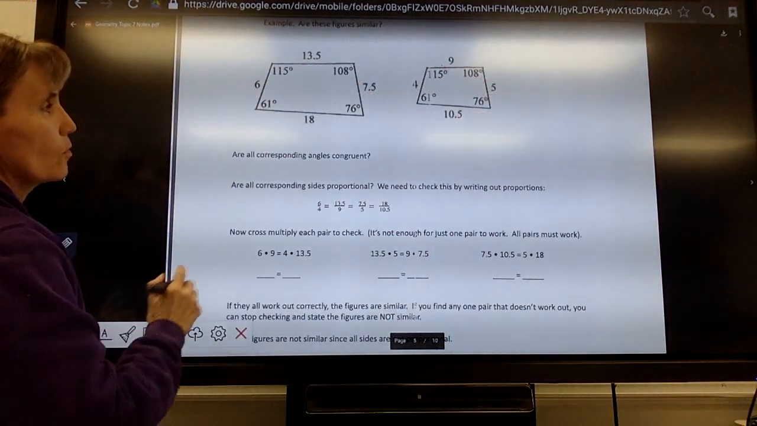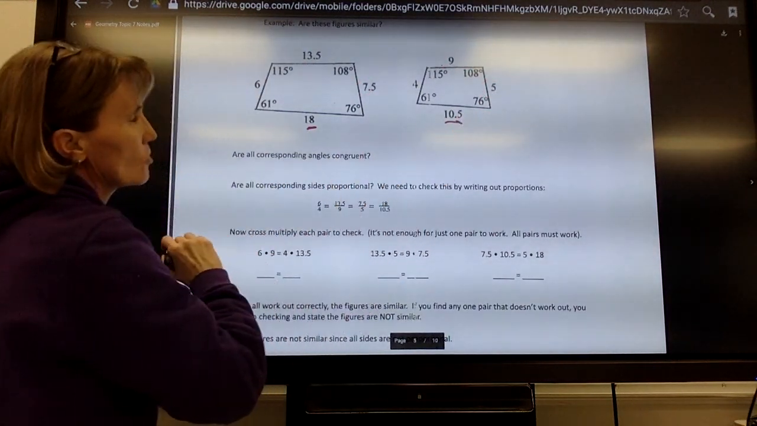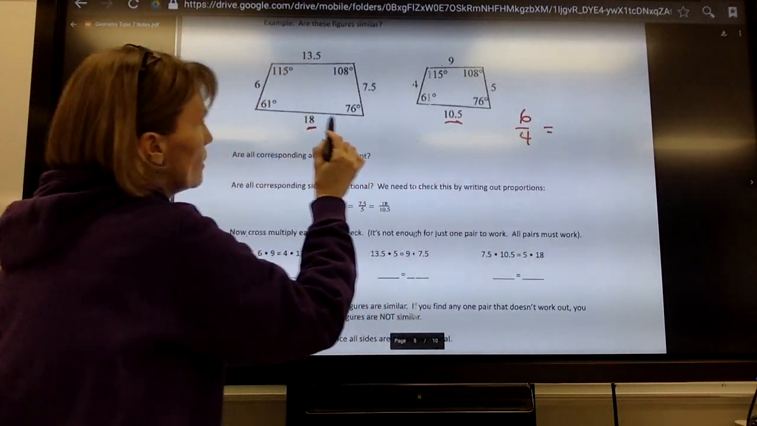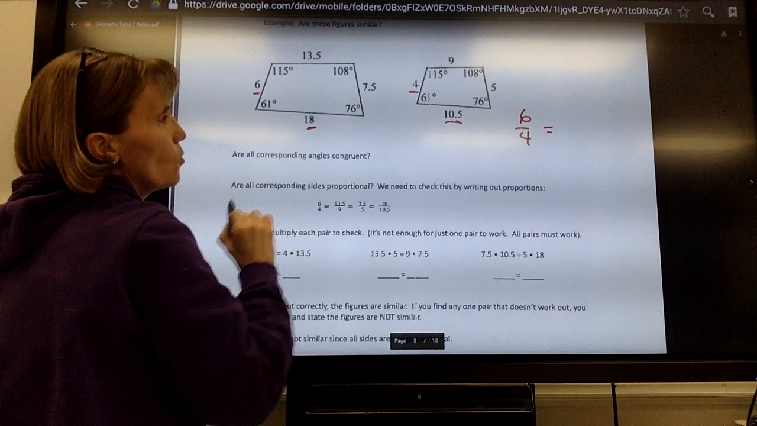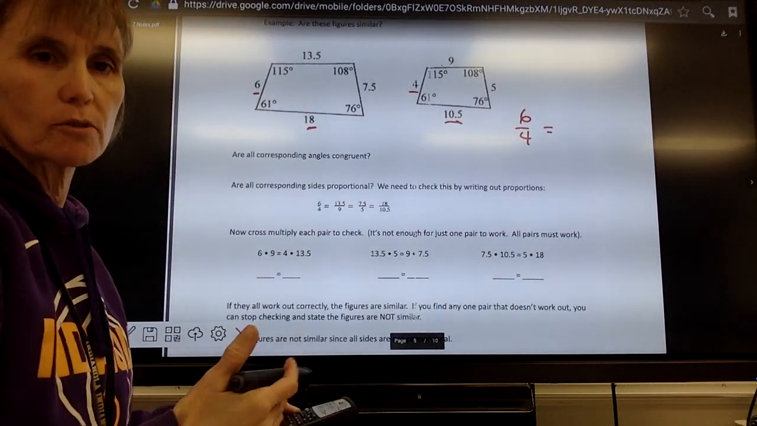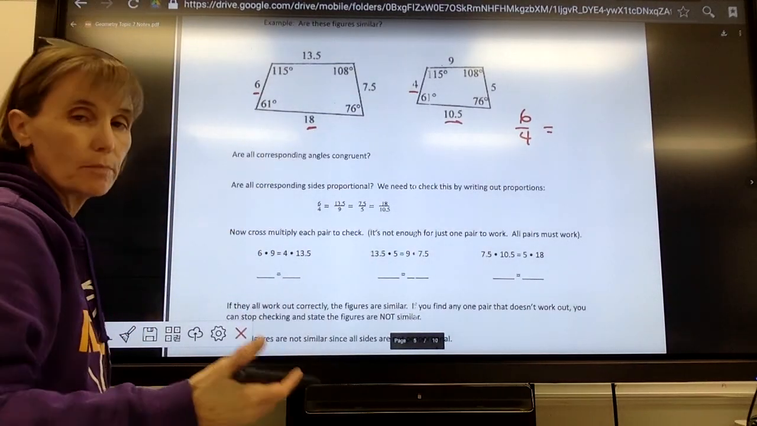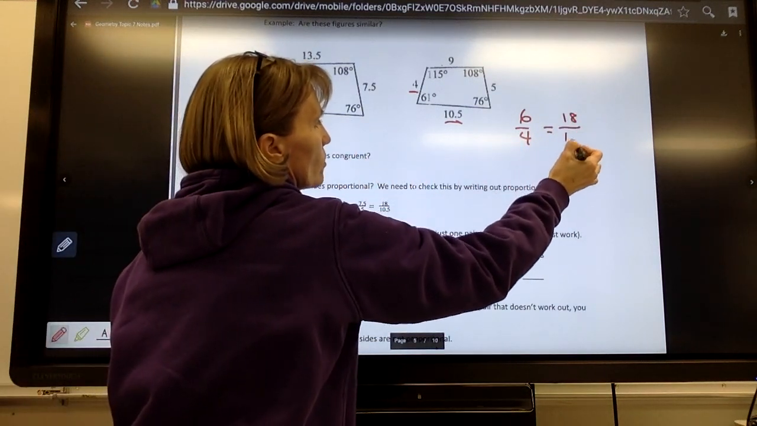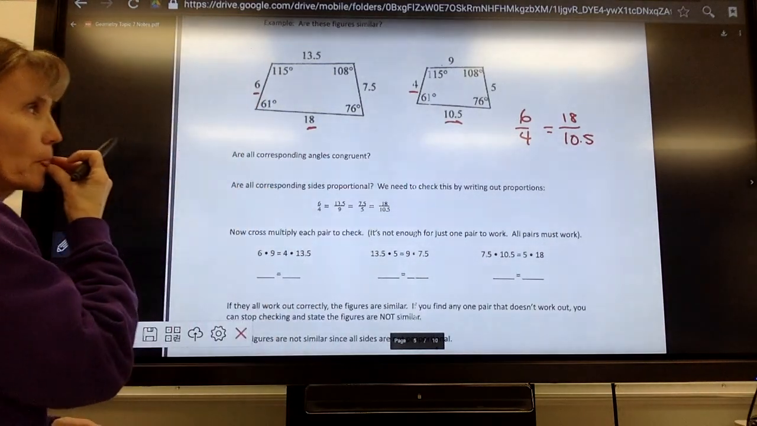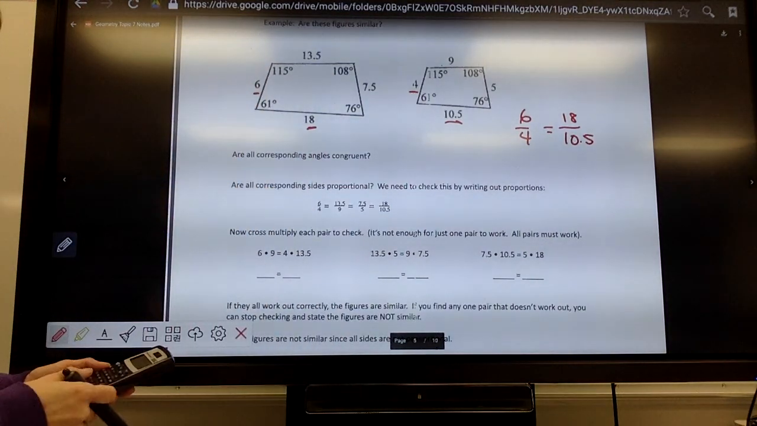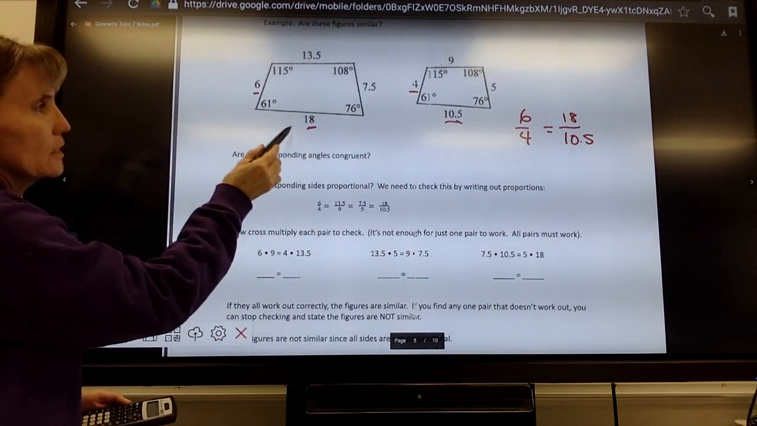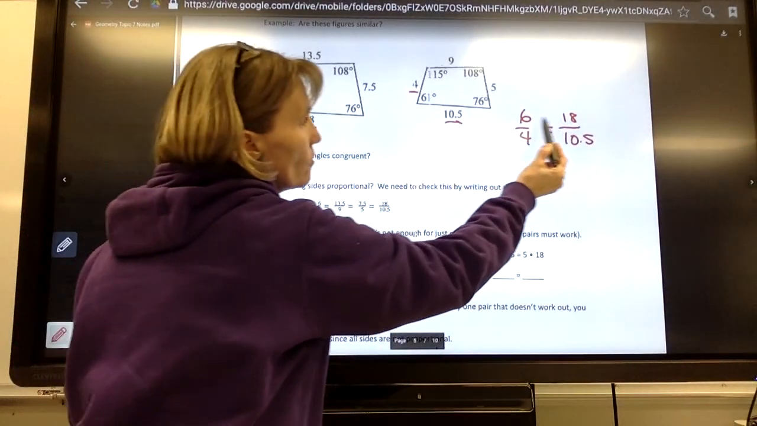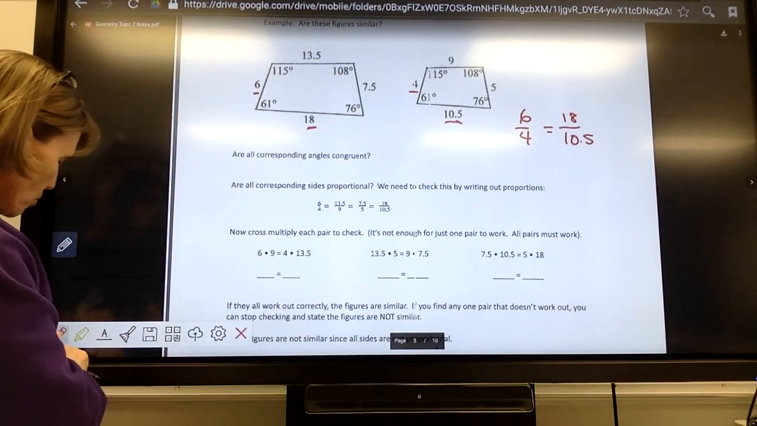Okay, last thing I've got to check out is this last side also. So I'm going to use 6 over 4. Again, 6 corresponds to 4, and you could use any of the ratios. I'm just using 6 and 4 all the time. You can pick any of them to use. But does that equal 18 over 10.5? And again, 6 and 18 come out of the same figure, so they've got to be in the same position in your proportion.